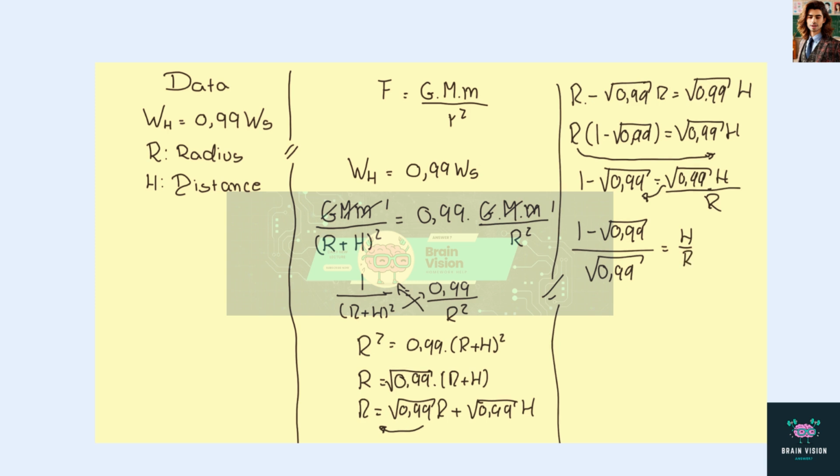Then this results in the following: 0.005 is equal to h divided by r, and this is the final answer for this problem.